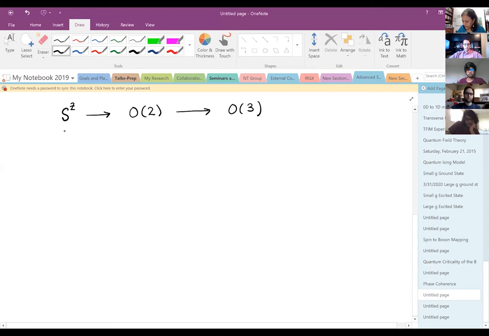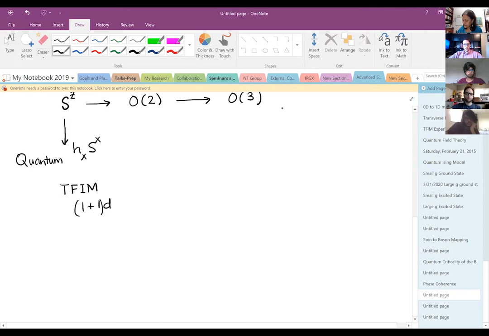Then to SZ, we added HX, let's say, SX. So this was now the quantum direction. And this one basically gave us the transverse field Ising model. We then see that the transverse field Ising model in 1D is like a 1 plus 1D quantum model, a classical model, 1 plus 1D. So it's essentially like a 2D model, and it can have some of the features of two-dimensional classical critical phenomena. Okay, and from spins, so then from O3, we kind of went to the Bose-Hubbard model.